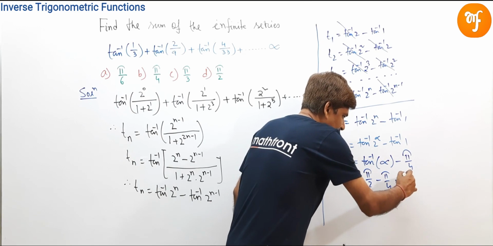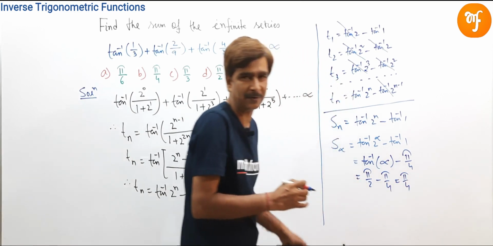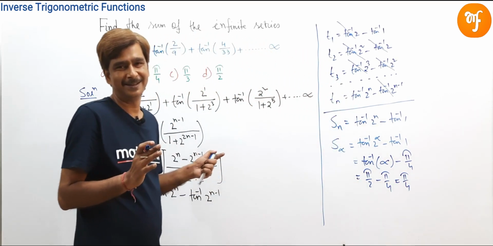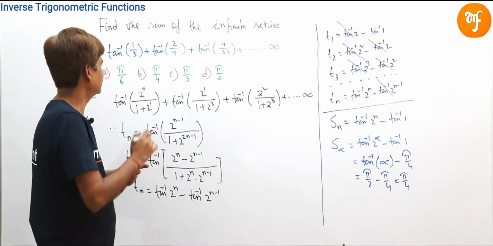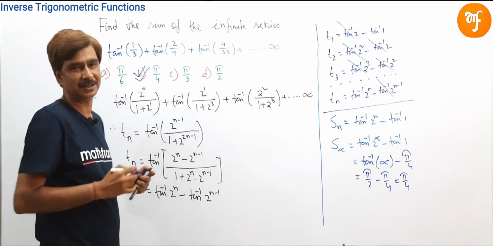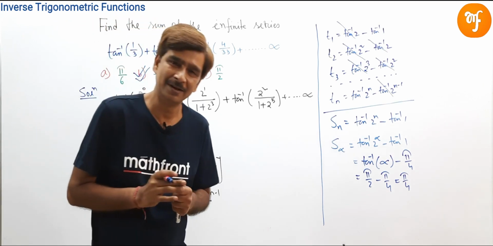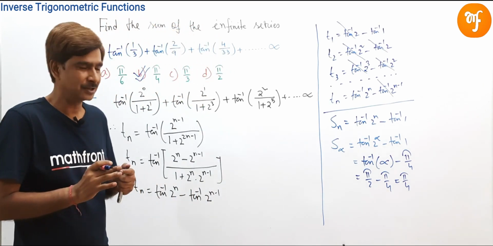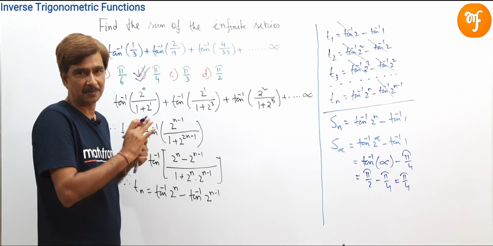So, what is the answer? The answer is pi by 4. So, pi by 4 is our required answer. Got it? And in option B, pi by 4 is there. So, our correct option is option B. Okay, clear? So, in this way, normally we solve this type of numerical.